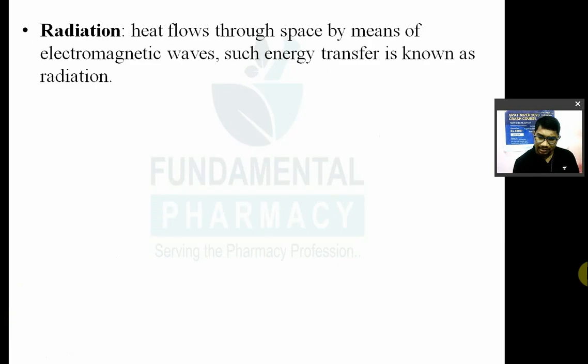So remember, what are the different mechanisms for heat transfer? Conduction, convection and radiation. So conduction through a metal wall, convection in liquids or fluids, and radiation, where heat flows through space by means of electromagnetic waves. Such energy is known as radiation energy.